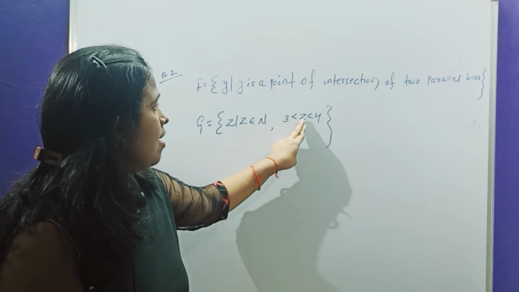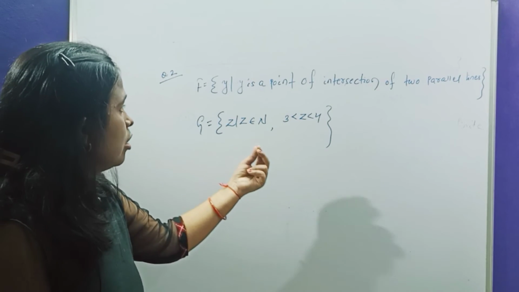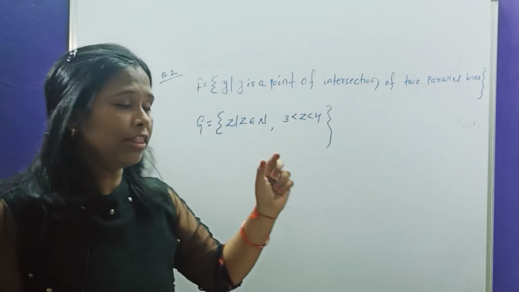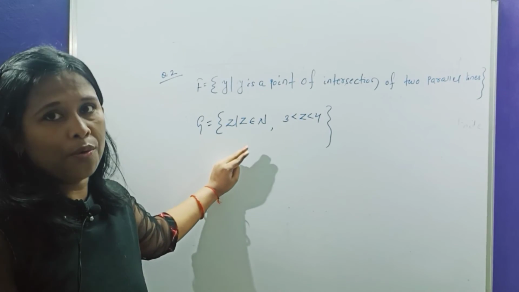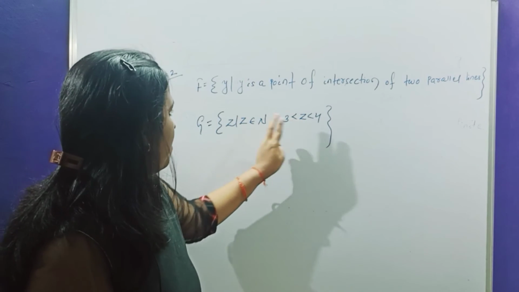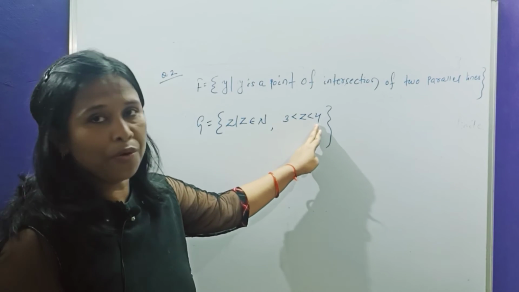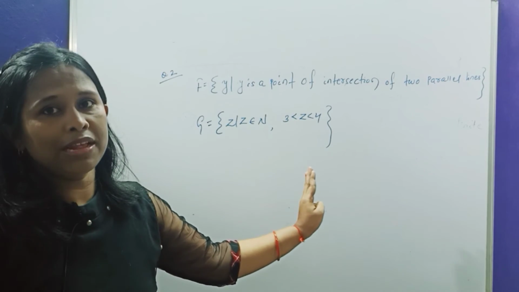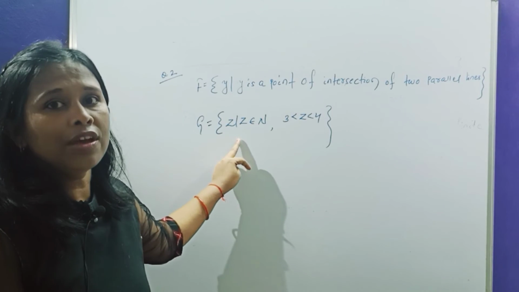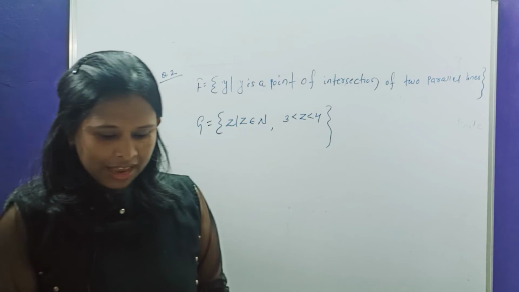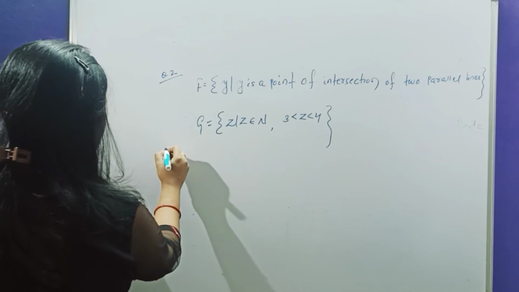What does this mean? Is there any element, any number which lies between 3 and 4 and is in the set of natural numbers? So no, because as z belongs to the set of natural numbers and z lies between 3 and 4, there is no element present like this. So it must be an example of an empty set. Yes. Next, we'll discuss question number 3.